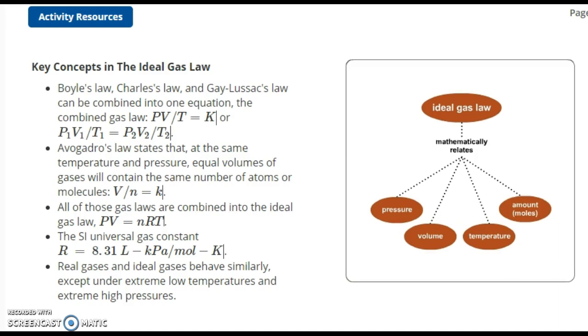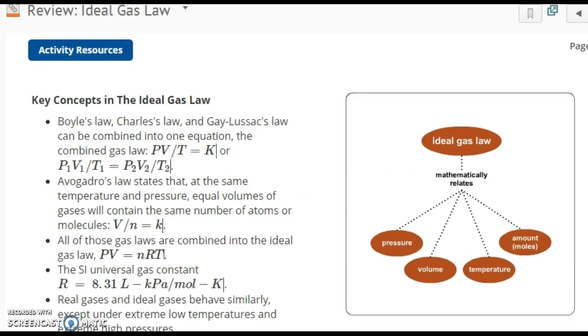Real gases and ideal gases behave similarly, except under extreme low temperatures, so close to absolute zero, and extreme high pressures. So for the most part, being on Earth under common circumstances, we can use PV equals nRT to a pretty high degree of accuracy.